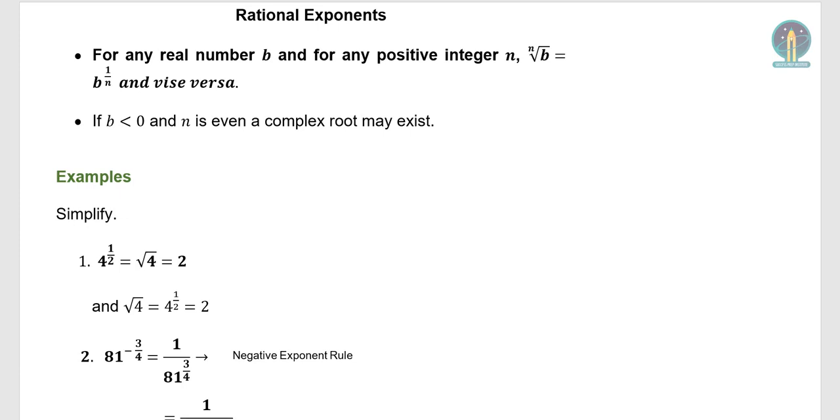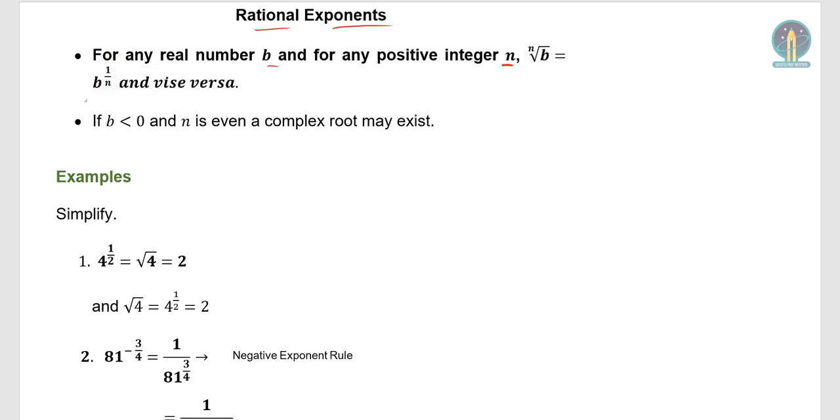In this concept, we're going to talk about rational exponents. Now, for any real number b and for any positive integer n, if we have a number b inside a radical of index n, we can convert this expression, so the nth root of b can be converted to b to the power 1 over n, and vice versa.